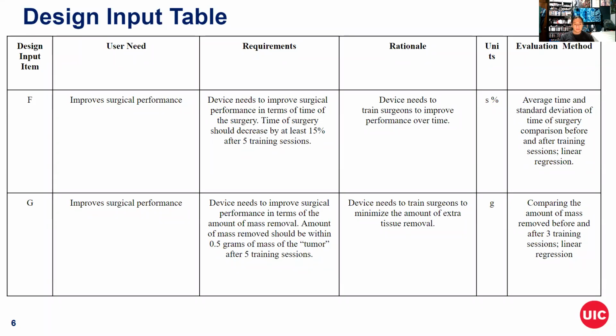The main focus of the user needs is to improve surgical performance. The first requirement is that the device needs to help a surgeon's performance in terms of time they spend in the surgery, and after 5 training sessions, the time of surgery should decrease by about 15%. The second requirement is that the device needs to improve surgical performance in terms of the amount of mass removal. The amount of mass removed should be within 0.5 grams of the mass of the tumor. This improvement should happen after 5 training sessions.